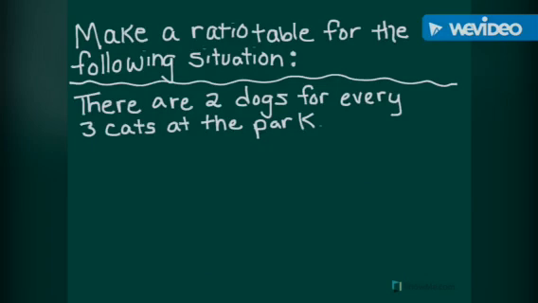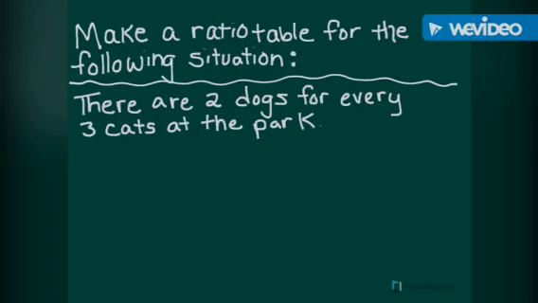Make a ratio table for the following situation. There are 2 dogs for every 3 cats at the park. I know that sounds weird, but just pretend like there's a ton of cats just hanging out at the park. But we're going to say there's 2 dogs for every 3 cats.